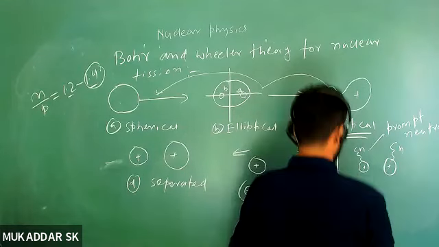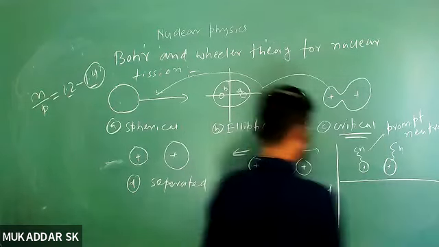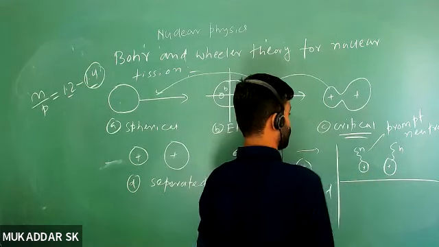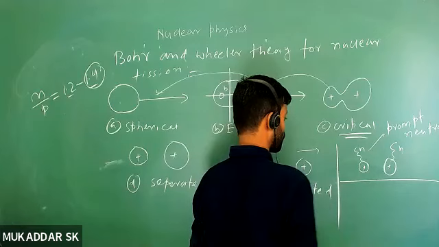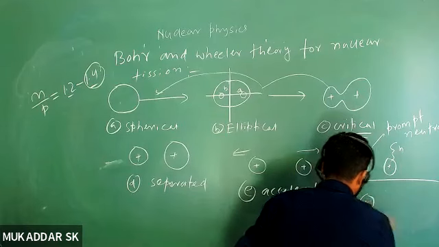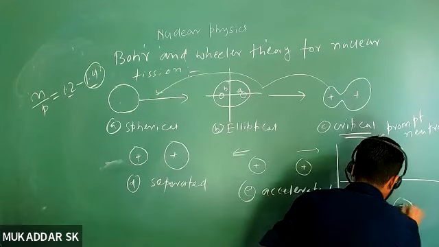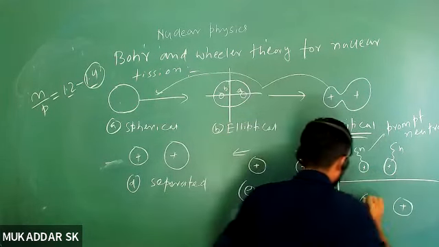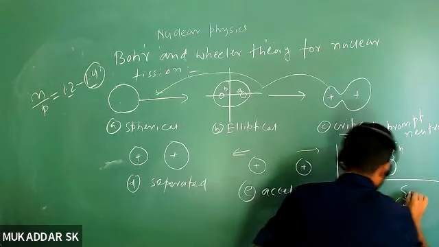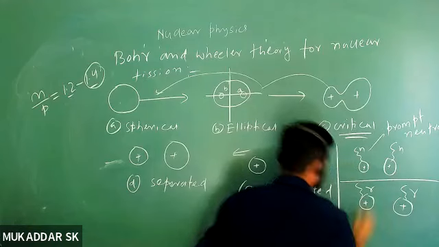Okay. So after emission of neutron, they are in excited state. So what will they do? They will emit gamma photon. And this gamma is known as prompt gamma.